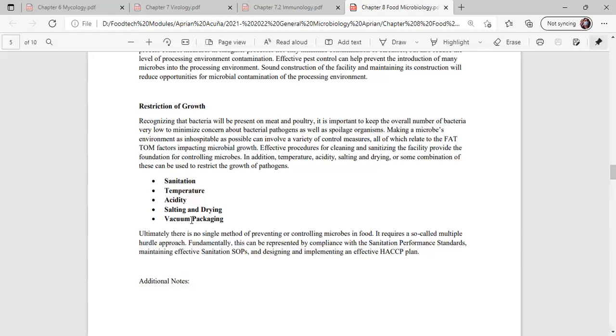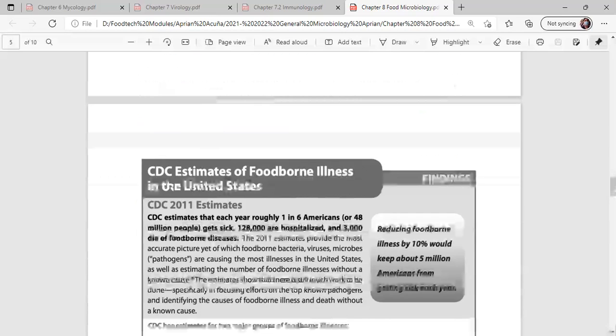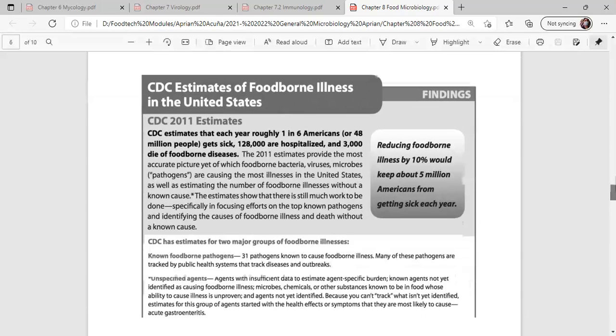Ultimately, there is no single method for preventing or controlling microorganisms in your food. It requires a so-called multiple hurdles approach, and also the fundamentals. This can be represented by compliance with your sanitation performance standard, maintaining the effectiveness of your sanitation or standard operating procedures, mga SOP, and designing and implementing an effective HACCP plan.